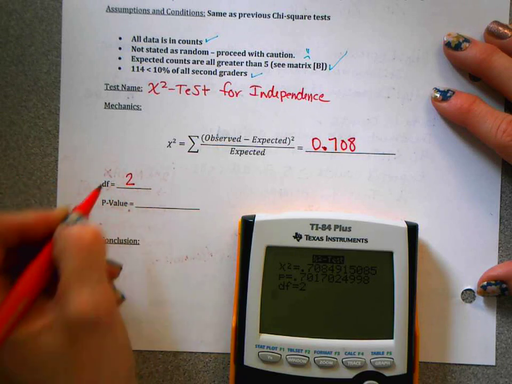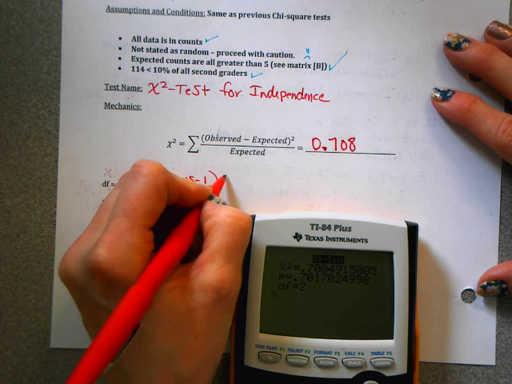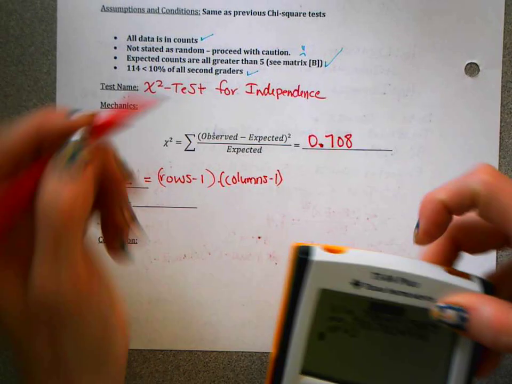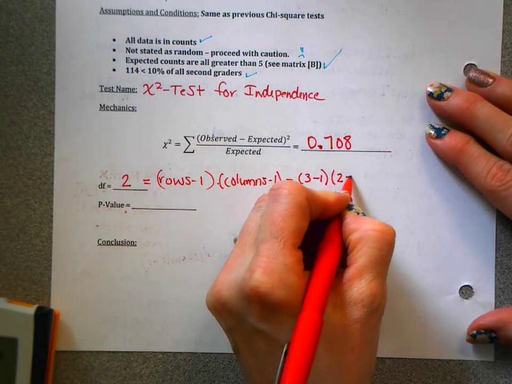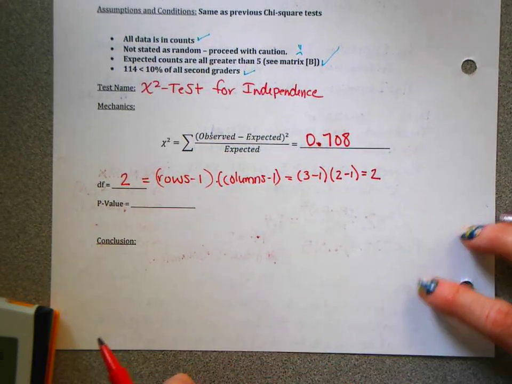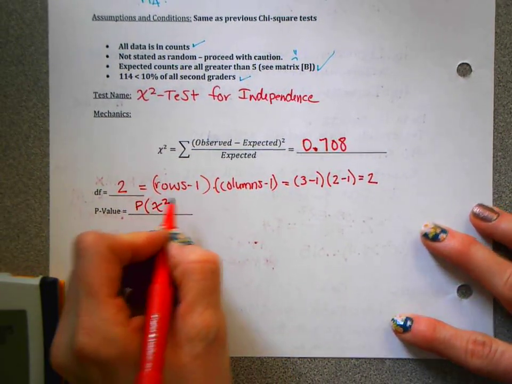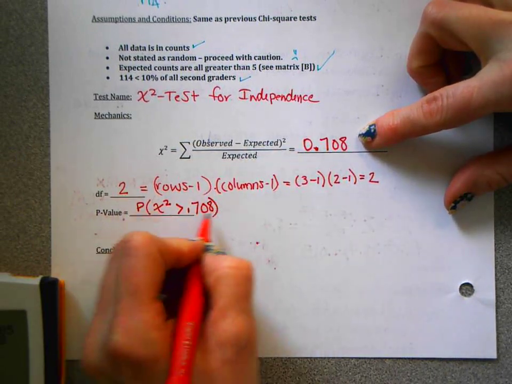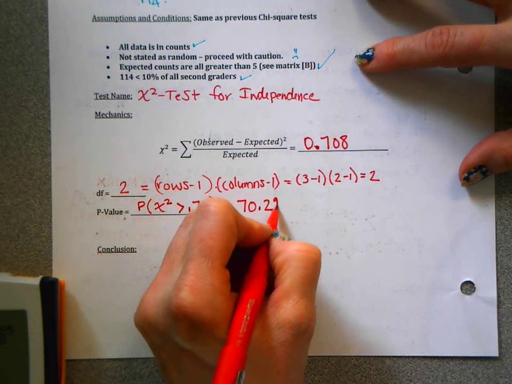And they've told me my degrees of freedom are 2. Again, that is rows minus 1 times columns minus 1. So in this case, there were 3 rows minus 1 times 2 columns minus 1, and once again, we got 2. So new formula, you really got to have that one memorized. My p-value notation is what is the probability of getting a chi-squared score greater than this chi-squared score that we got, which wasn't that big of a difference, and we got 70.2%.